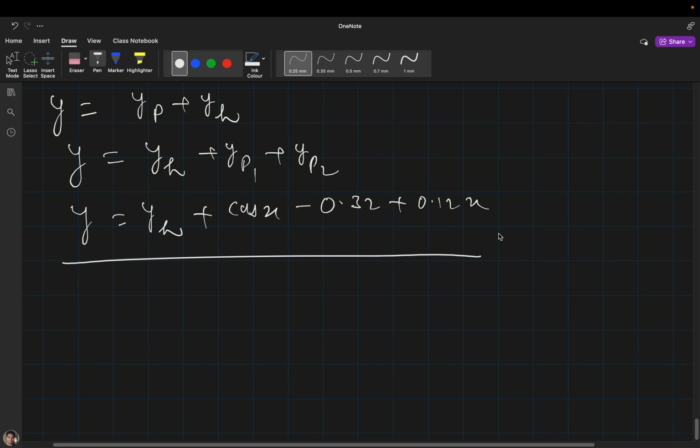No, sir. It's simple and straight, nothing to worry about. Okay, so this was one way to solve the non-homogeneous part.